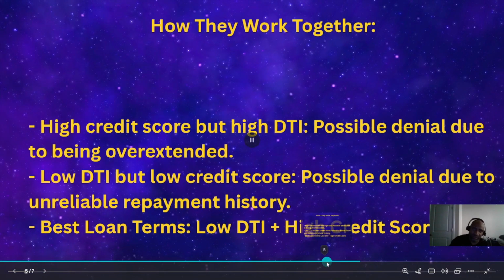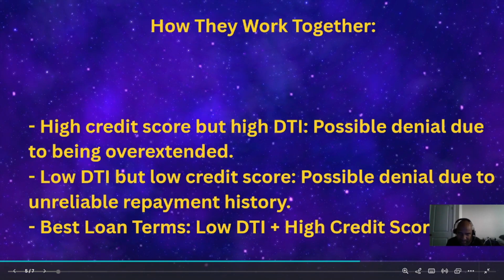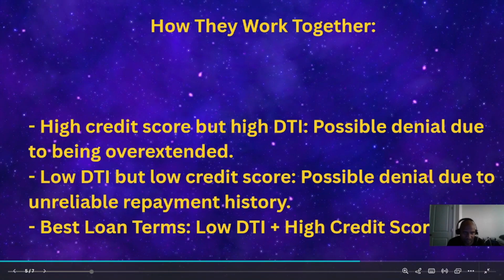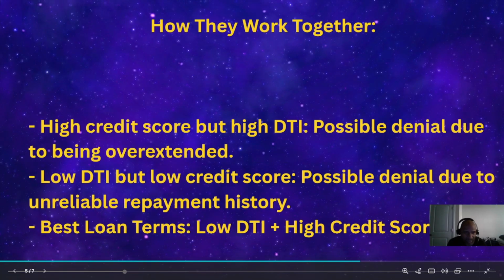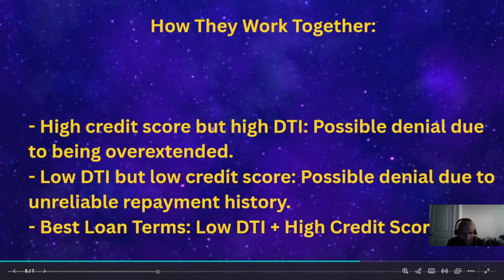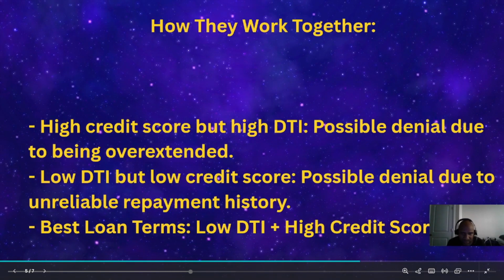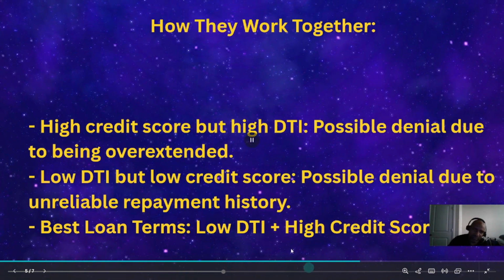How they work together. High score, but high debt to income, possible denial due to being overextended. Low DTI, but low credit score, possible denial due to unreliable repayment history. Best loan terms: low DTI plus high credit score.